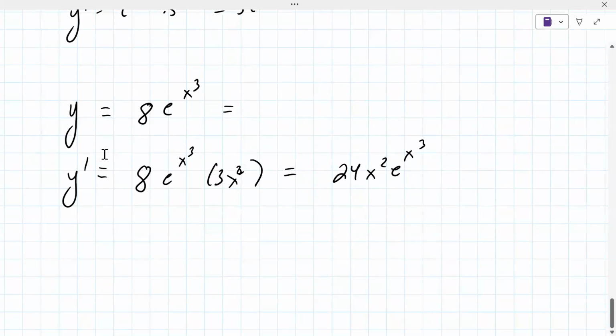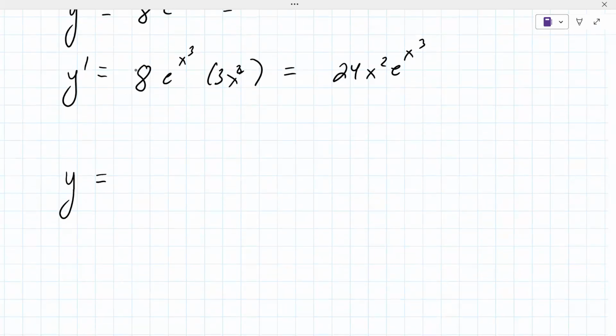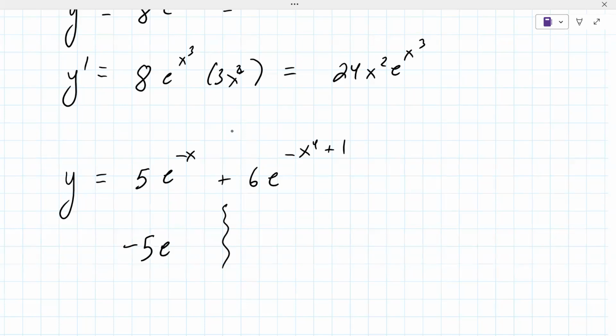Right. But let's make this a little more difficult. Let's say it's 5e to the minus x plus 6e to the minus x to the fourth plus 1. Okay. So could you do the derivative of the first one for us, please? Yes. So 5e to the negative x times negative 1. So it ends up being negative 5e to the negative x.